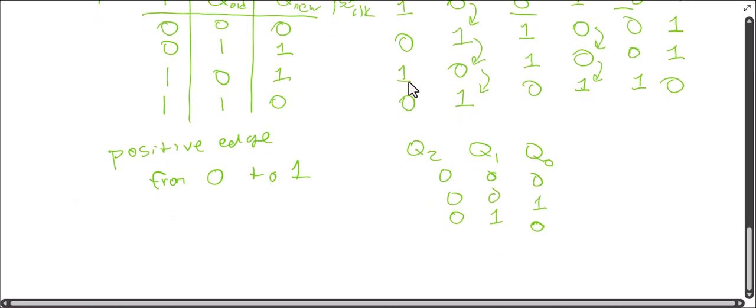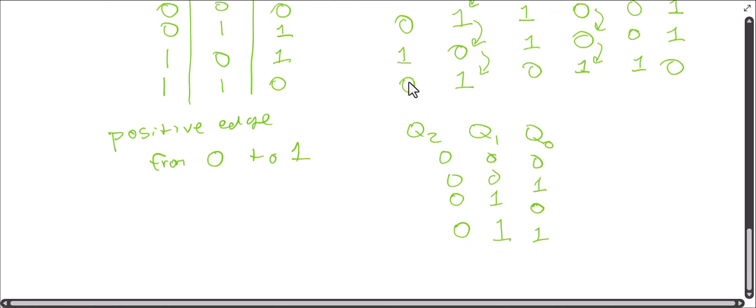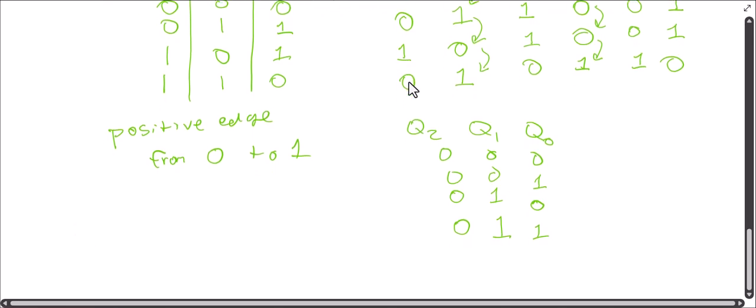The next time around, Q0 was 1, Q1 was 1, and Q2 was still 0. And then the next time around, Q0 was 0, Q1 was 0, and Q2 was 1. So what did we do?